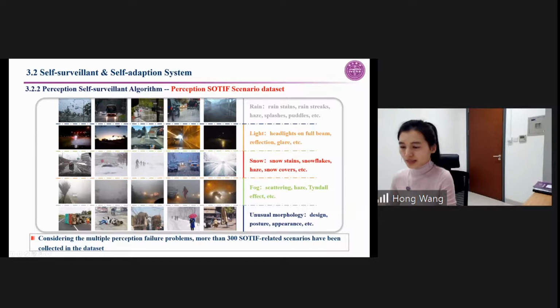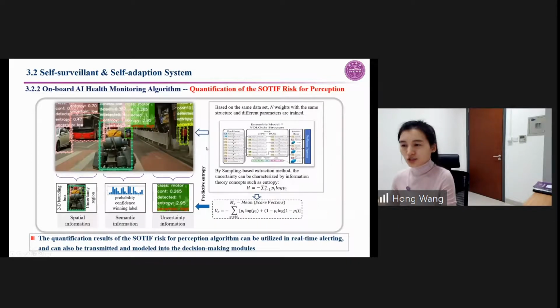So especially it is difficult for the autonomous perception system, for example on a rainy day, foggy day, snowy day, and with some light conditions, which can cause the perception algorithm's failure. So considering the multiple perception failure problem, more than 300 SOTIF-related scenarios have been collected in this dataset. Next, we tried to quantify the SOTIF issue for the perception algorithms, which is called onboard artificial intelligence health monitoring. We use the deep ensemble approach to abstract the uncertainty information for this perception algorithm.